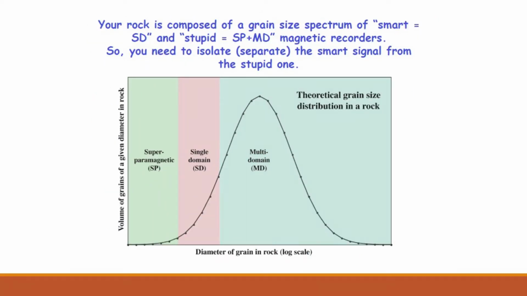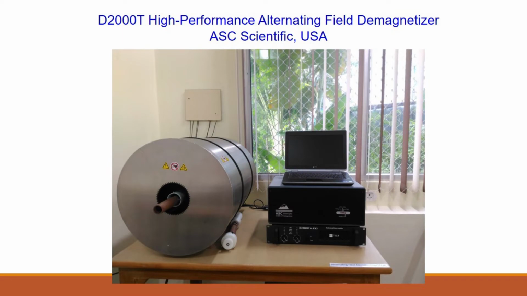As the rock contains mineral grains of superparamagnetic, single domain and multi-domain grains, carrying paleomagnetism, we need the single domain grains. So in paleomagnetism, we collect the samples, and these samples are subjected to AF treatment as well as thermal treatment. AF relates to the coercivity of the magnetic minerals, whereas the thermal relates to blocking temperature.